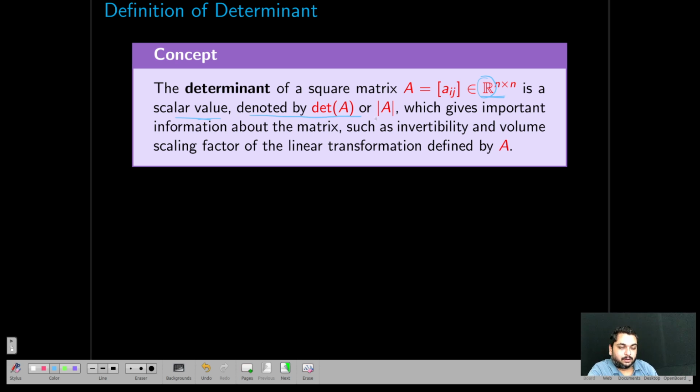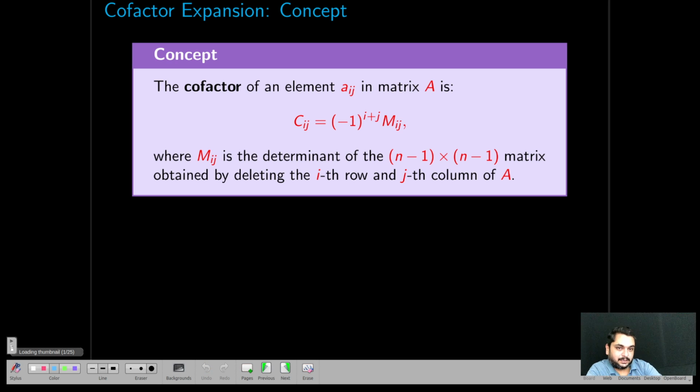It is denoted by determinant A or like this, and it gives important information about the matrix such as invertibility and the volume scaling factor of the linear transformation that we learn in vectors, defined by that matrix A. So let us see how to find it. First, we need to understand the concept of cofactor expansion. This is very simple. Here it is given mathematically.